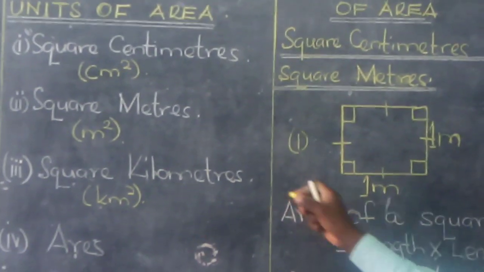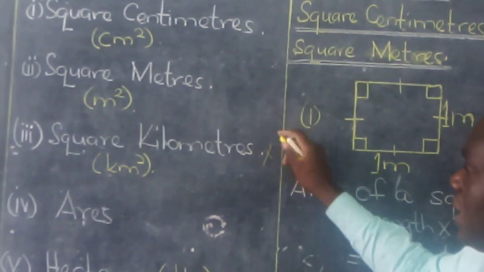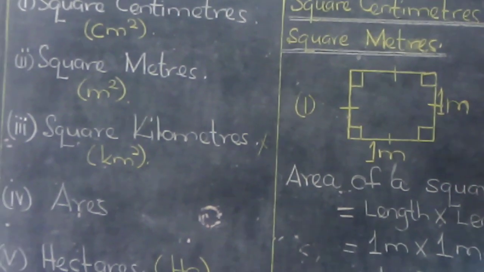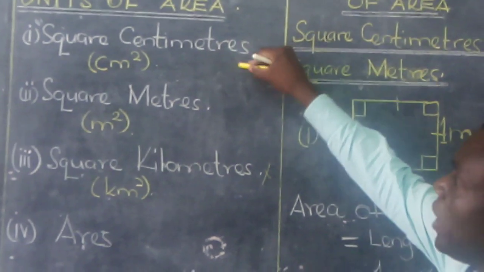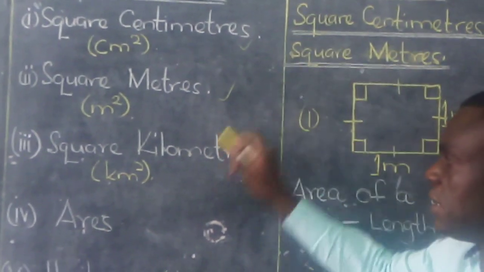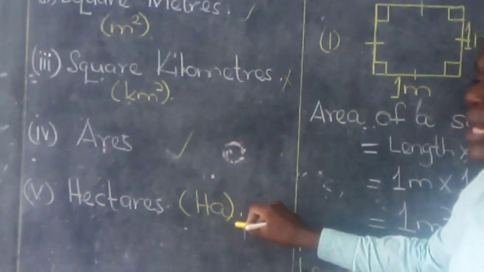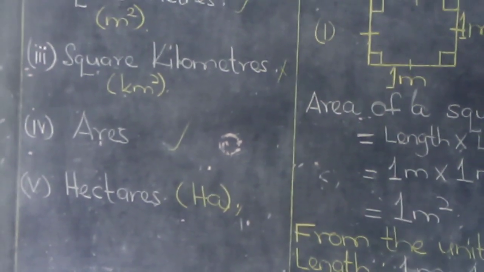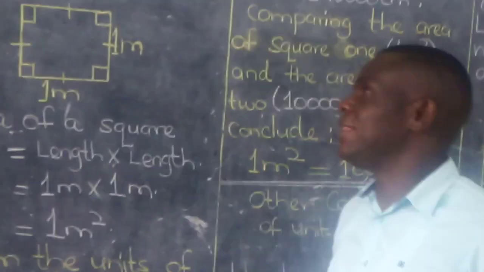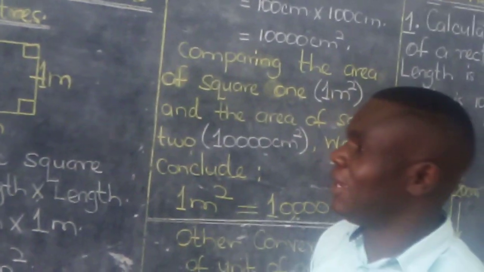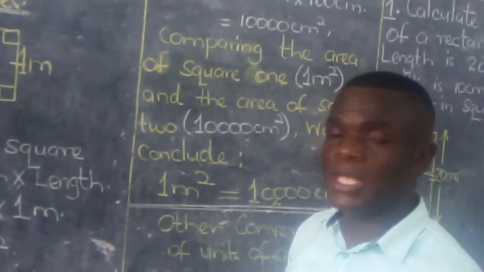We will not focus so much on square kilometers. That's a large area. Our main focus will be on square centimeters, square meters, ares, and hectares. Those are our main focus. Today we are learning from the blackboard. This is a blackboard you are familiar with. I know you're longing for the time you would be in this class.